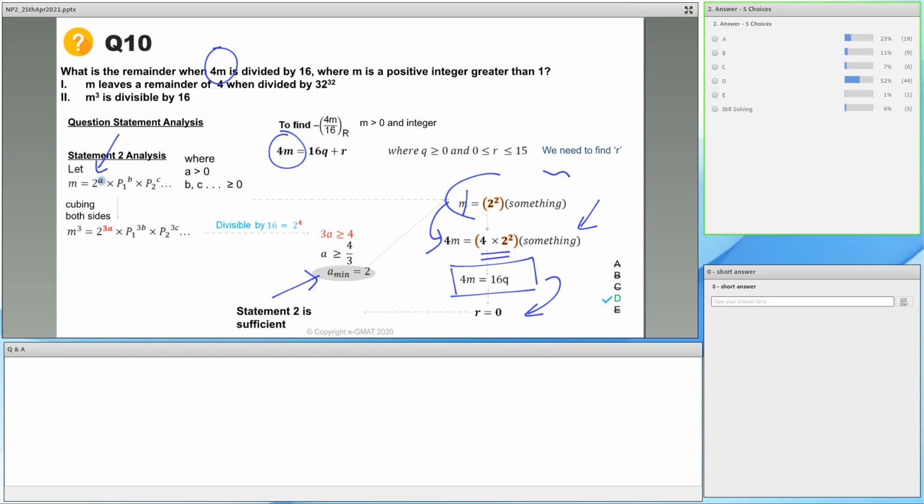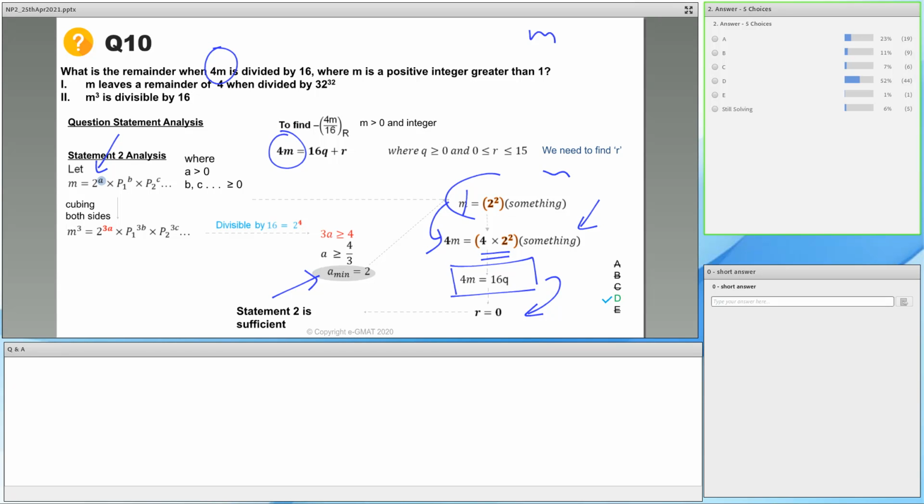Very interesting, right? This particular option, the logic is a little more deep. And that's why this is the toughest question that we had for you today. That's the reason why it's here. But do you guys see the logic? 3a has to be greater than equal to 4, not 2. Why?